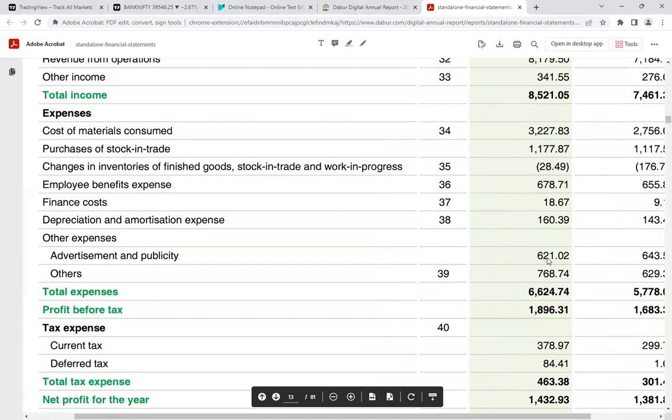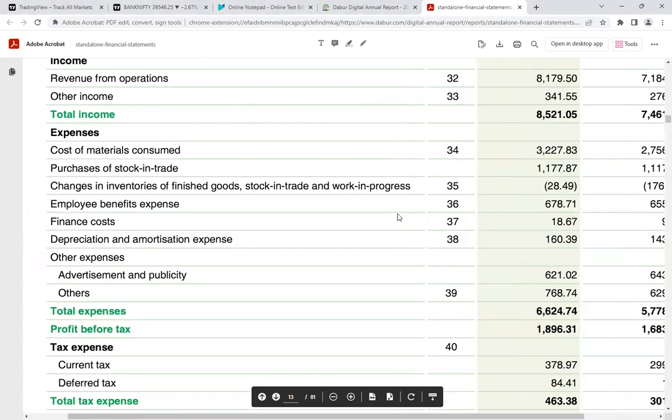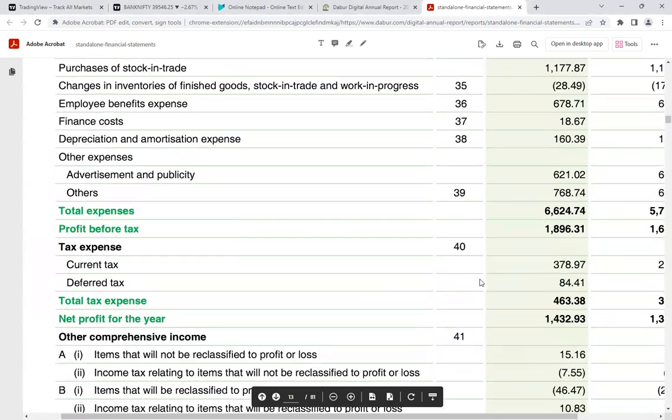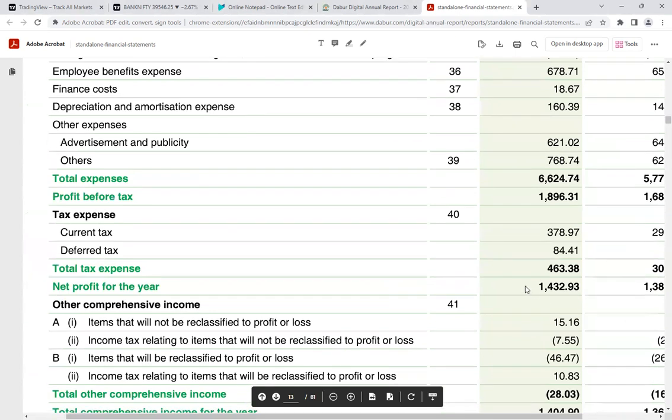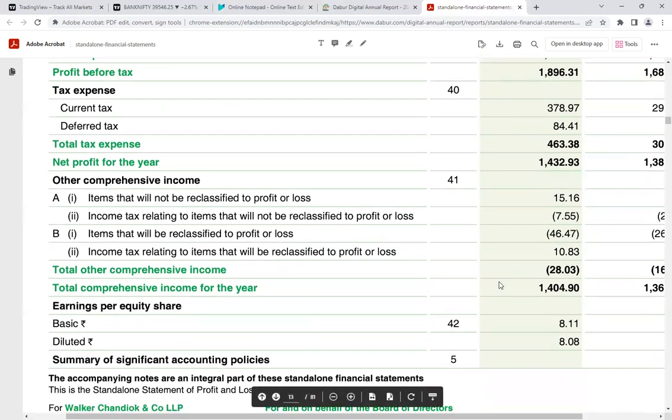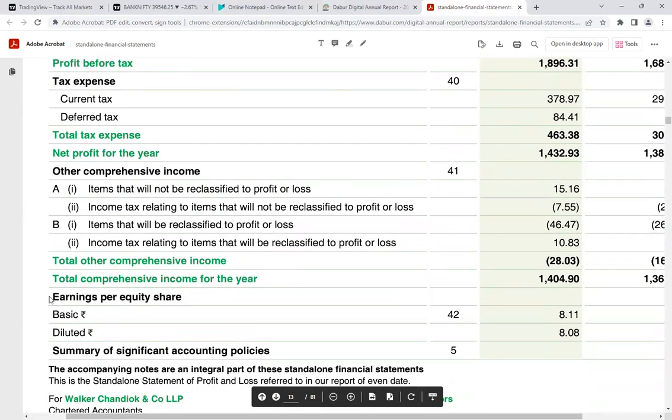Okay, like that, we can get the income information, expenses information, and also the complete net profit for the year in this financial statement. Now, if I go to the bottom, you can see earnings per share. So what does this earnings per share mean? We are getting net profit for the year information, right? Here, that is 1,432 crores.